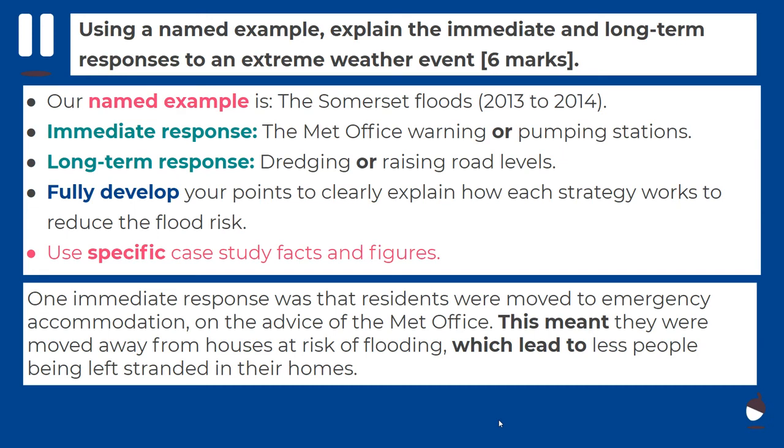You need to make sure that you use specific case study facts and figures in your writing as well. So that shows that you understand the named example. So have a look at the model answer at the bottom of the screen to help you structure your work. One immediate response was that residents were moved to emergency accommodation on the advice of the Met Office. This meant they were moved away from houses at risk of flooding, which led to less people being left stranded in their homes. So notice how I have double developed the point so I can really clearly explain how the strategy works to reduce the flood risk.